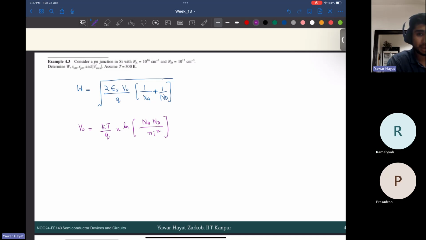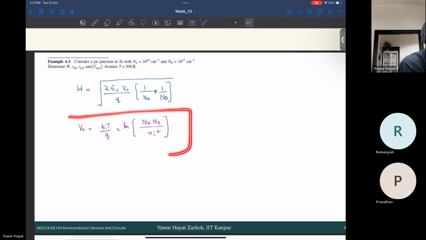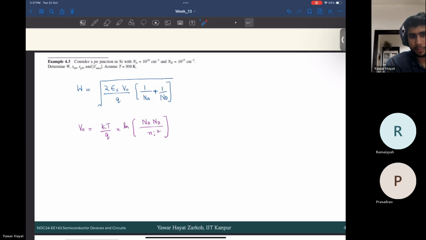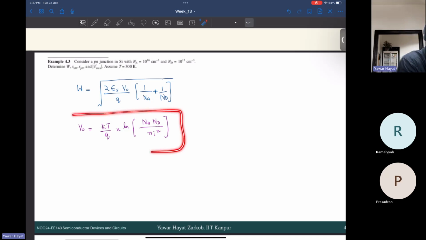Why can I use that? The reason I can use it is because this is a PN junction, right? Had this been a P plus N or PN plus junction, then I would not have been able to use this one. I can use this only when both the doping levels are comparable.